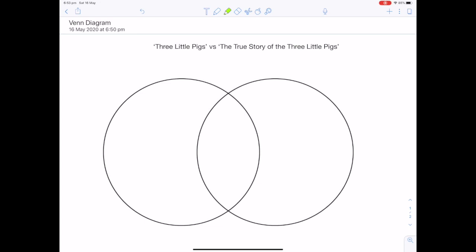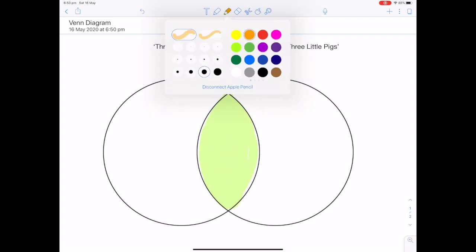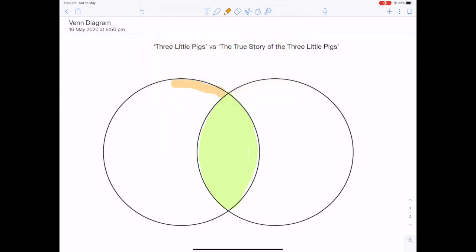So now you know that a Venn diagram compares two things. Now, in the middle, it would be our similarities. So what were the similarities of the story between the Three Little Pigs and the true story of the Three Little Pigs? On the outside here, then we would have the differences of each story.